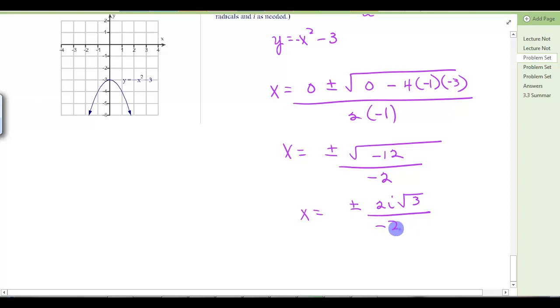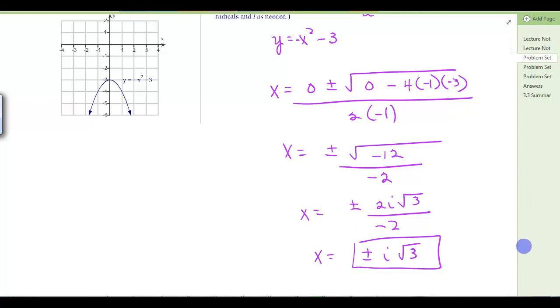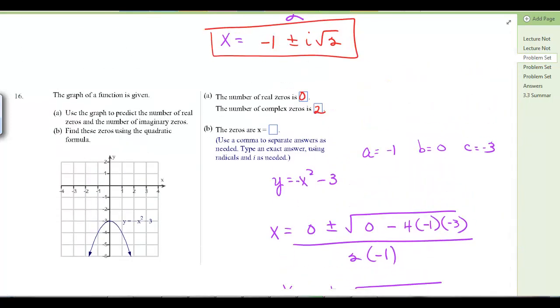Sorry. x equals plus or minus i square roots of 3. And that should be what goes in our box up here. We're going to have i square roots of 3, comma, negative i square roots of 3. And that should get you done with section 3.3.